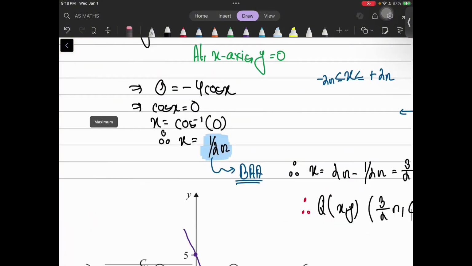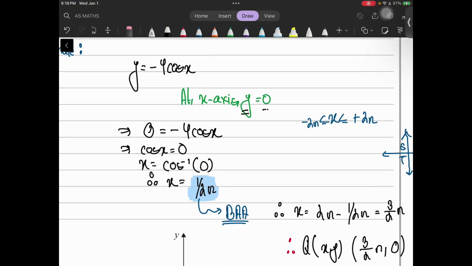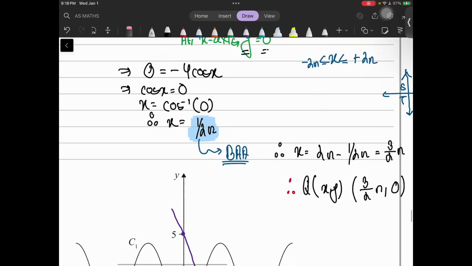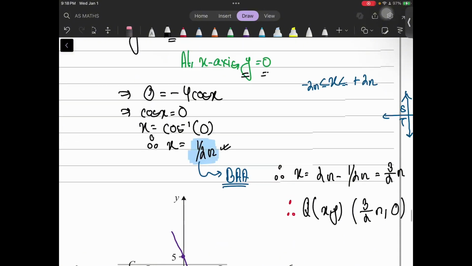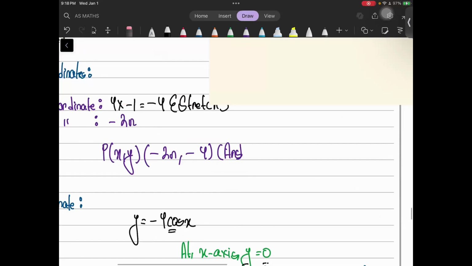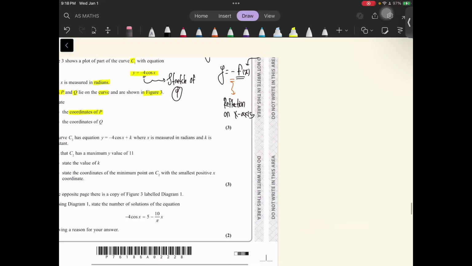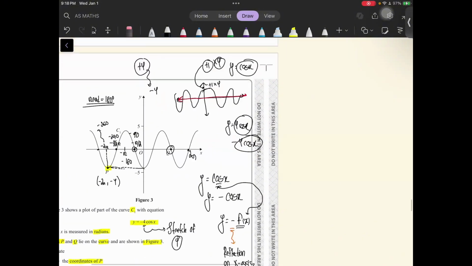So at the x-axis, y equals 0. This was the initial equation of the curve, right? So cos inverse 0 is going to be pi by 2. However, you're getting the basic acute angle, right? And you can have an idea of the range of this curve, because this point is 2 pi and this point is minus 2 pi, right?